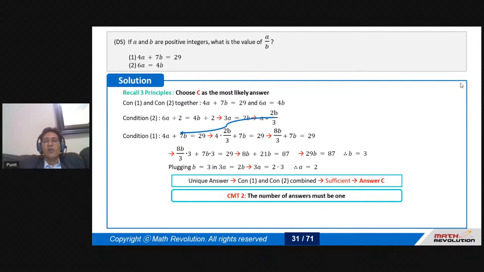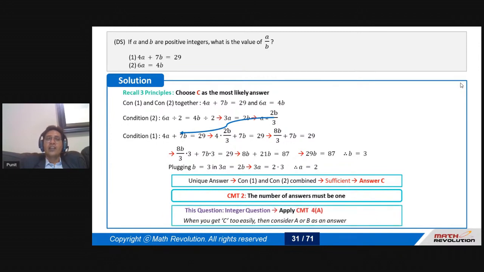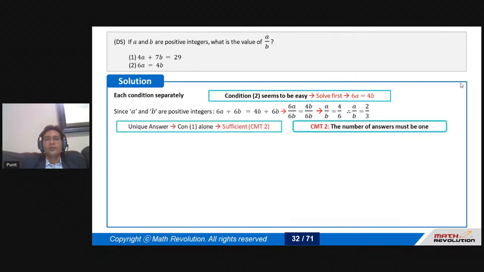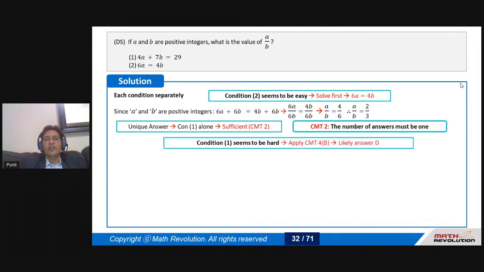It's a pretty easy way to consider that both the situations are considered and both the conditions are combined, and we are getting the answer as C. But did we check each condition separately? Right now, if you see 6A equals 4B, let's solve condition number 2 first. 6A equals 4B. A over B gets me 2 over 3. It's a unique value. So condition number 2 alone would be sufficient.